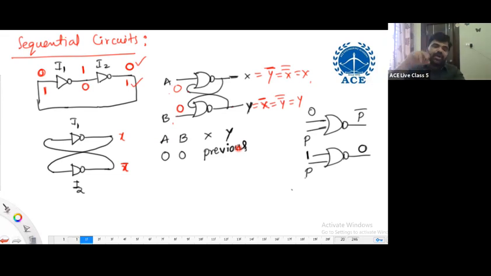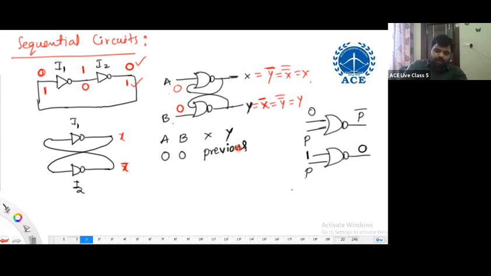Once again, what is it here? When AB is 0, 0, X and Y are previous. That previous is guaranteed if XY is 0, 1 or 1, 0 only. That means if XY are complementary, then we can guarantee. If XY are not complementary, we cannot guarantee.